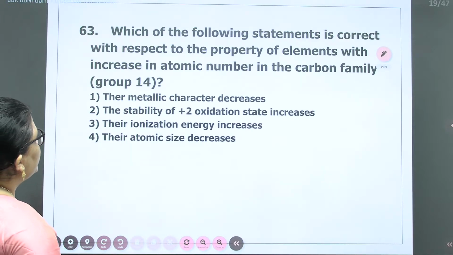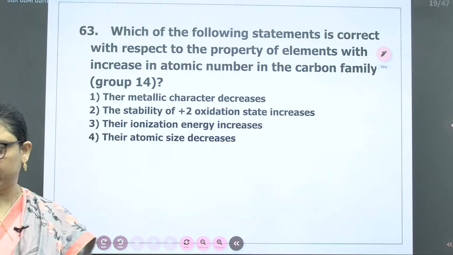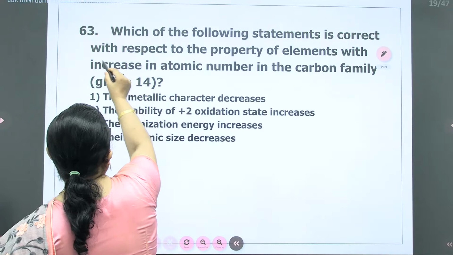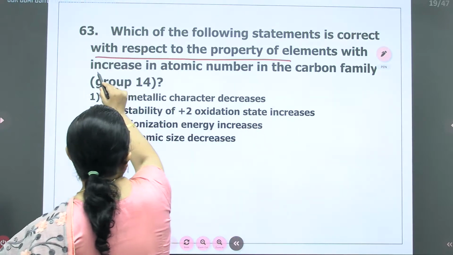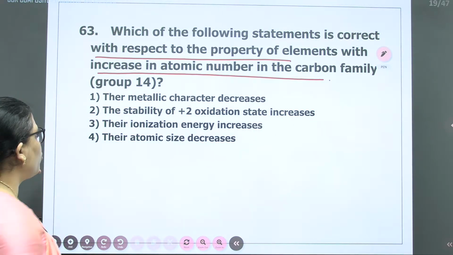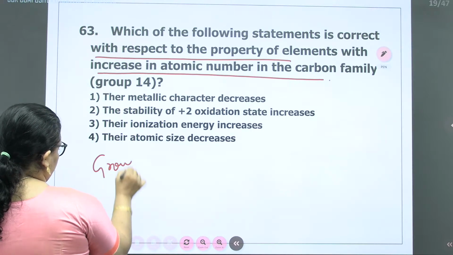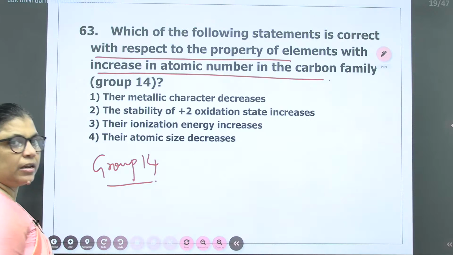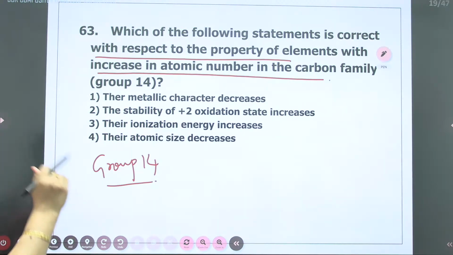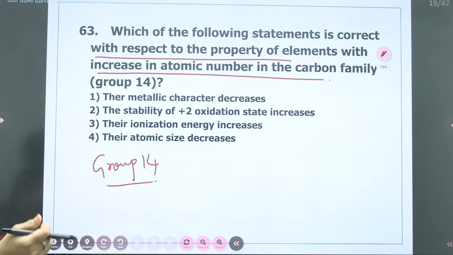Question number 63. Which of the following statements is correct? What they are asking here is which statement is correct with respect to the properties of the elements with the increase in atomic number in the carbon family. The carbon family means group 14. They are asking, across the group, how the properties vary with the increase of atomic number. Which point is correct with respect to group 13?